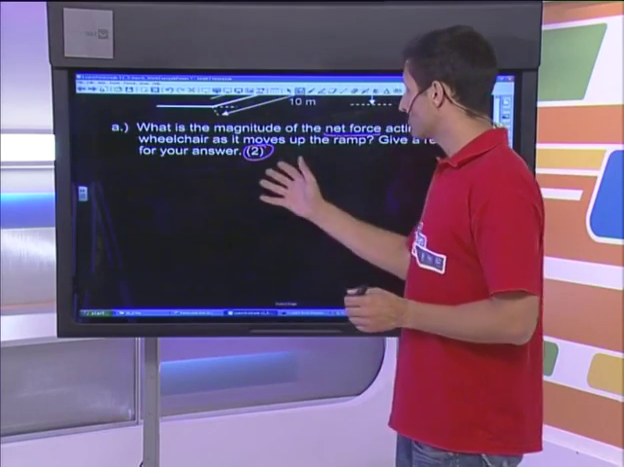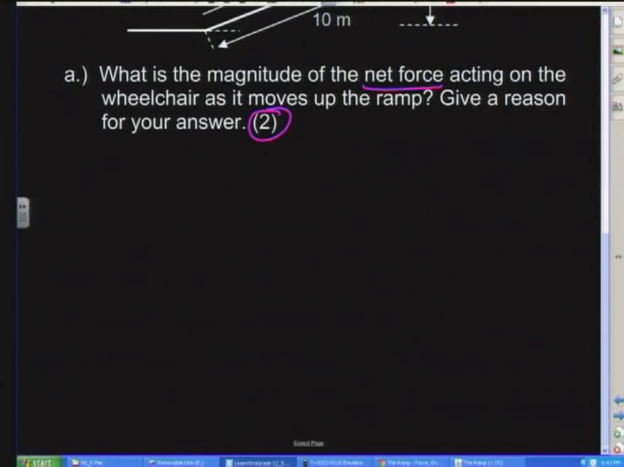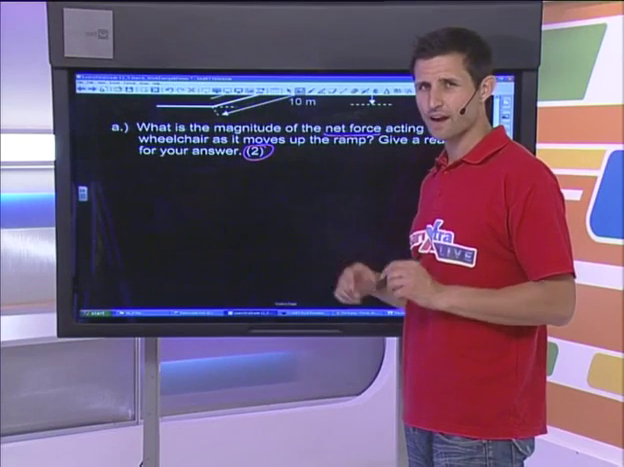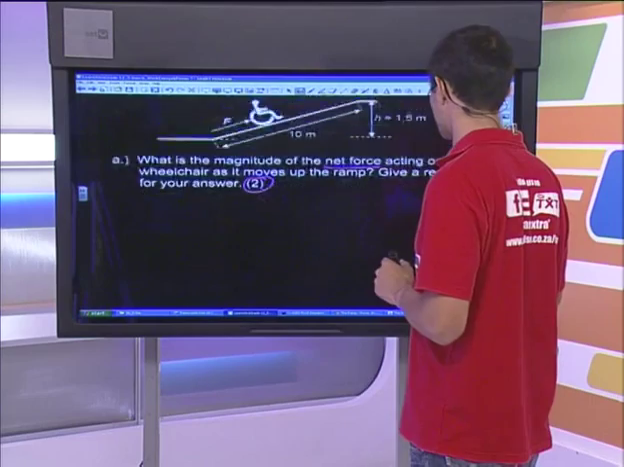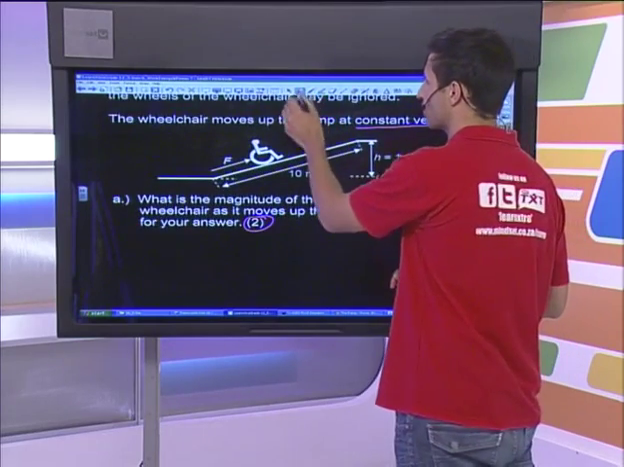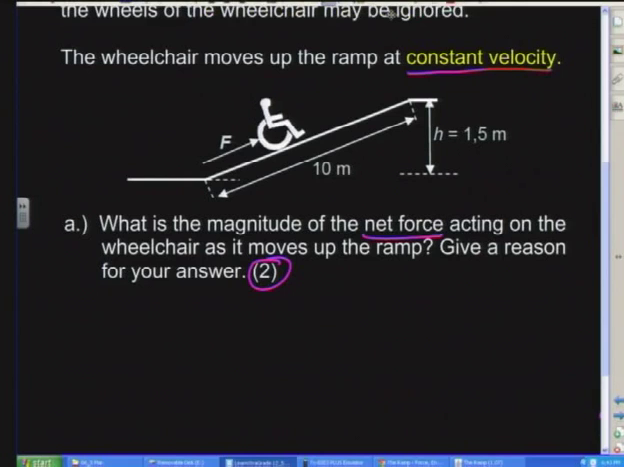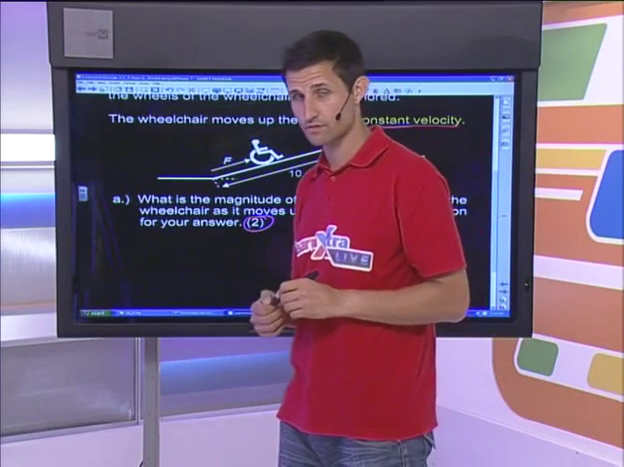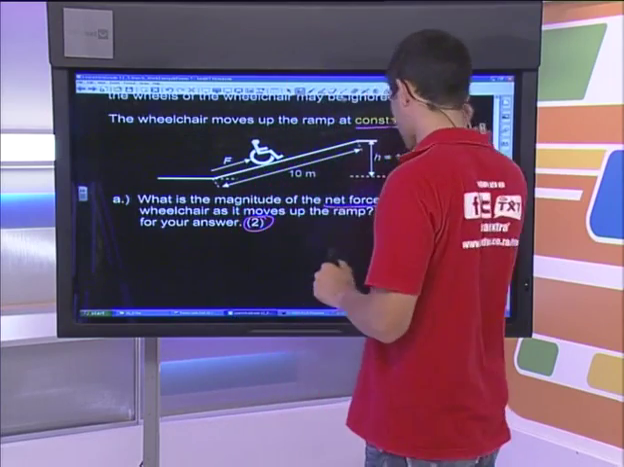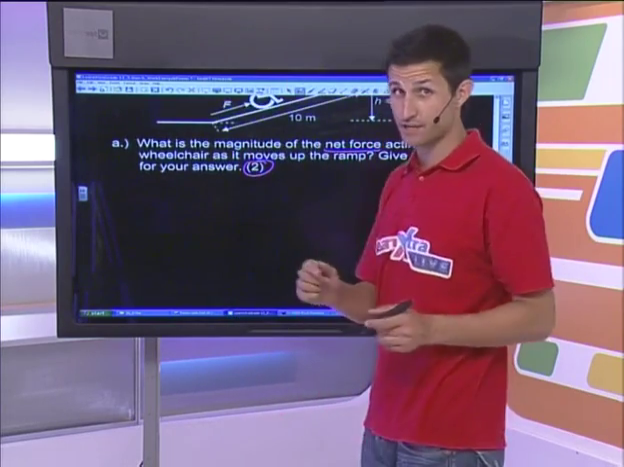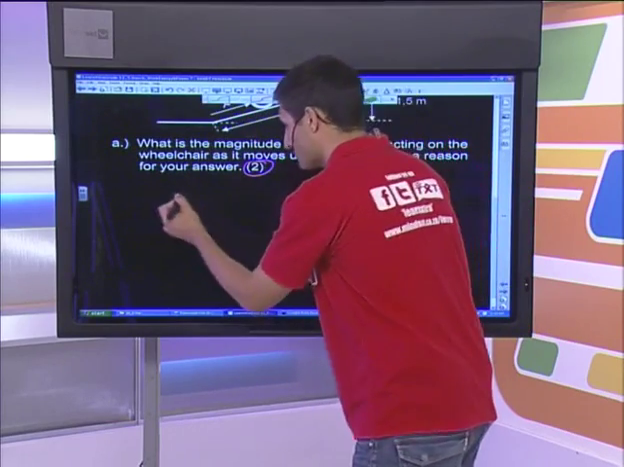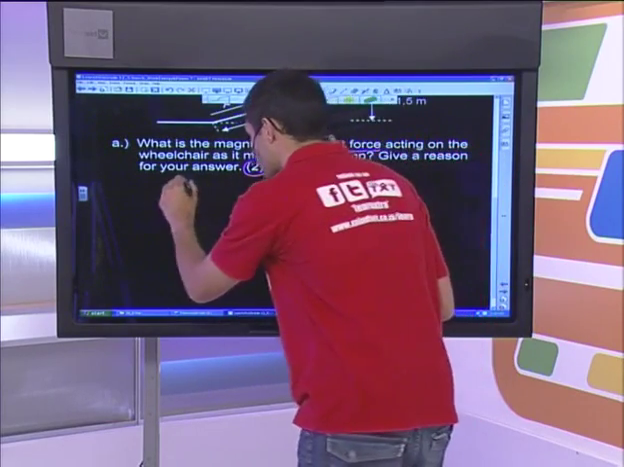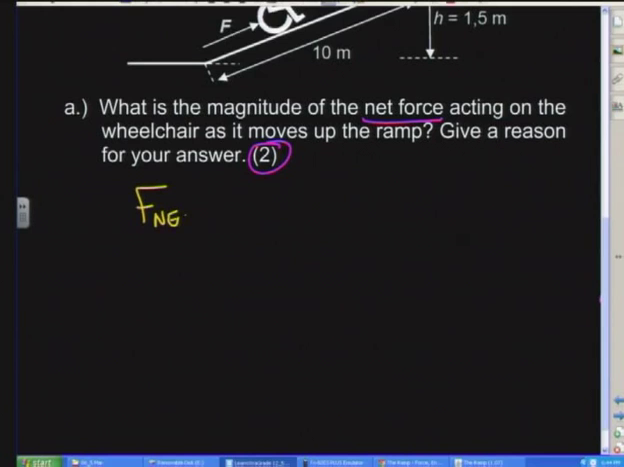So here we go. We've got the magnitude of the net force acting. Oh, wait a minute. I know that this guy moving up this hill is moving at a constant velocity. They've actually given me a very big hint. That constant velocity means that there is no acceleration. If there's no acceleration, there's no net force. Okay, guys, here we go. So there's your explanation and there's your answer. If you want to explain it in terms of Newton 2, you can do this as well. You can say that F net is equal to the mass of the guy times his acceleration.